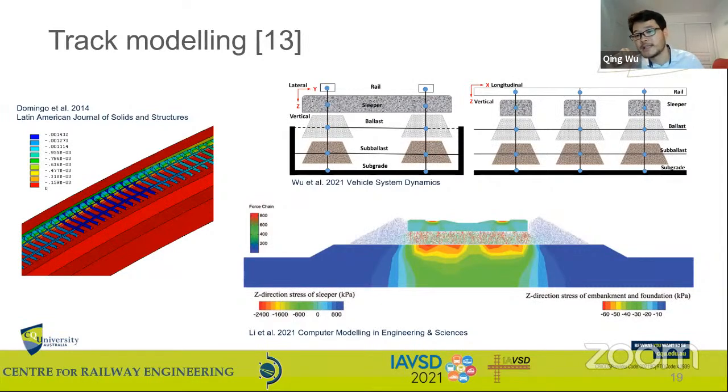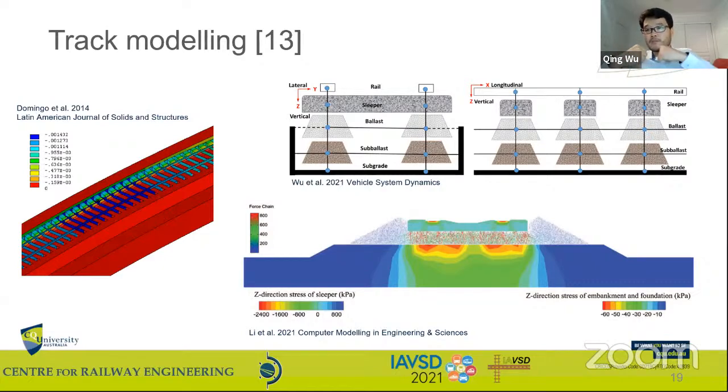The model shown at the bottom right figure is probably the most detailed and most sophisticated track model to date, where you use a finite element model to simulate the subgrade, which is the soil. Then you use another method called the discrete element method to simulate the ballast. Pay attention, there are two different methods. One is the finite element method, one is the discrete element method.